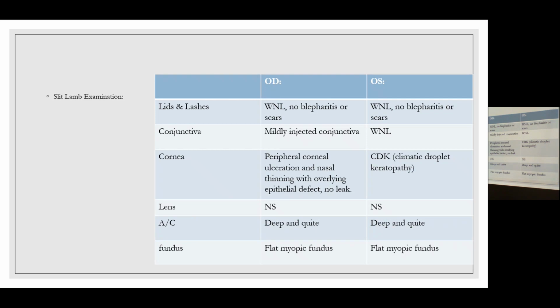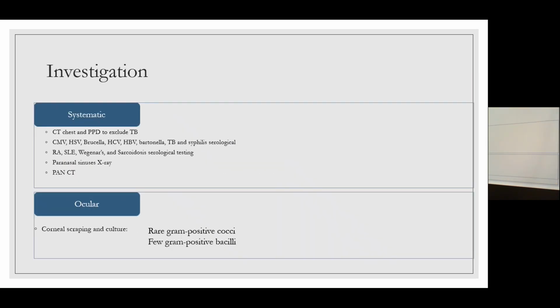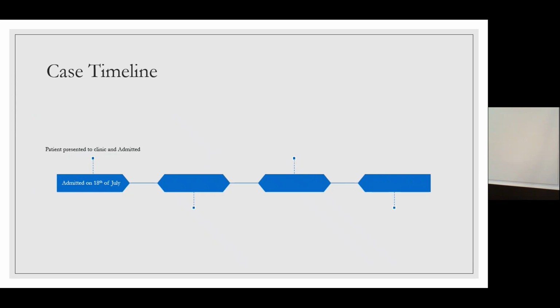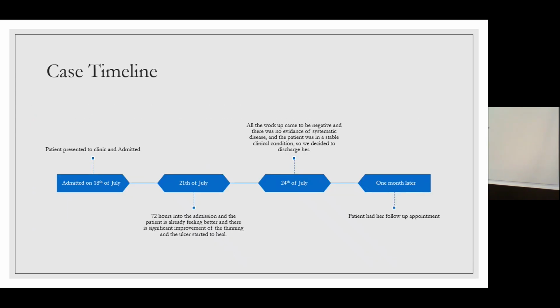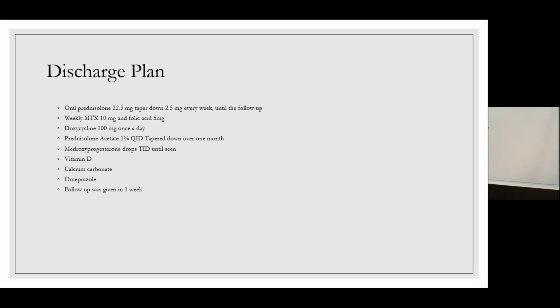Go please to the slide. Yeah, the steroid dose. Give her every weekly. Read the first line, please. Oral prednisolone 22.5 milligrams, taper down 2.5 milligrams every week until the follow-up. So what we need to mention, is it daily or weekly you give them 22.5 milligrams? And this is very important. No, I mean that it's tapered down by week. I understand. I understand.